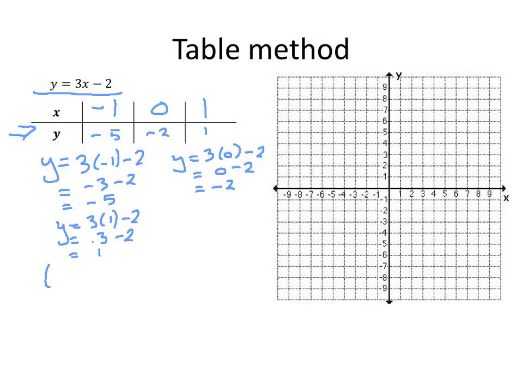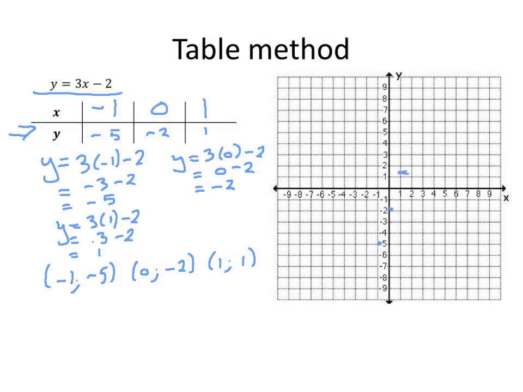So the coordinates we want to plot: when x is -1, y was -5. When x was 0, y is -2. And when x was 1, y was 1. Alright, so let's plot those coordinates. -1 and -5 is the point over there. Let's draw a dot there. And 0 and -2 is over here. And 1 and 1 is over here. Draw our dots over there.